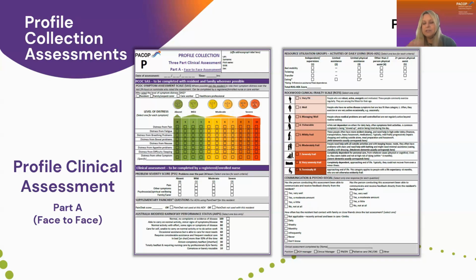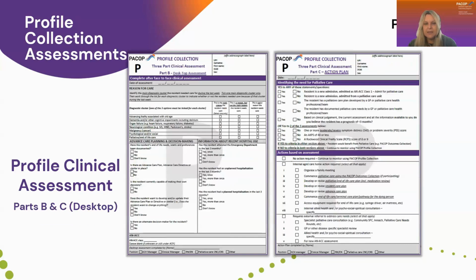It has the Part A, which is where the clinical assessments sit. Part B, which is a few questions about their reason for care, also about their advanced care planning, and also about recent hospital use. And then Part C is the 3rd page, and that is the action plan, which is divided into 2 parts. The first one, identifying the need for palliative care.